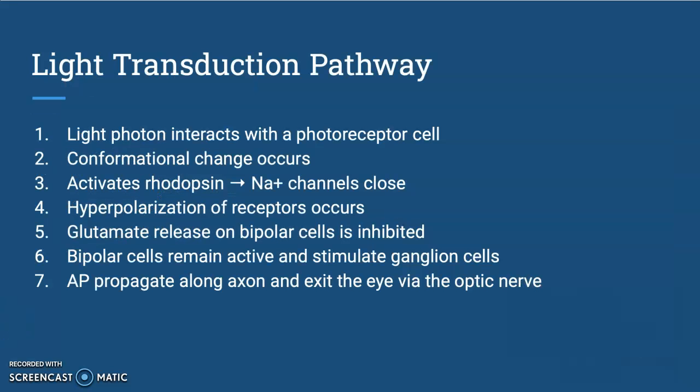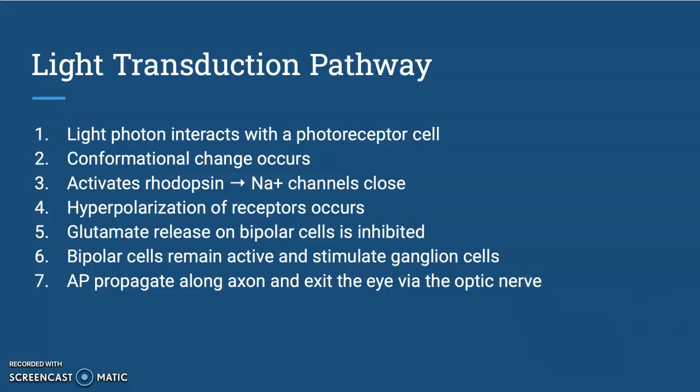So next we're going to move into some of the physiology of the retina and what the pathway looks like for light transduction. A light photon interacts with a photoreceptor cell first. So the photoreceptor cells respond to the input of a light photon. This induces a conformational change in the retina from its cis form to its linear isomer. So this happens in that photoreceptor cell layer.